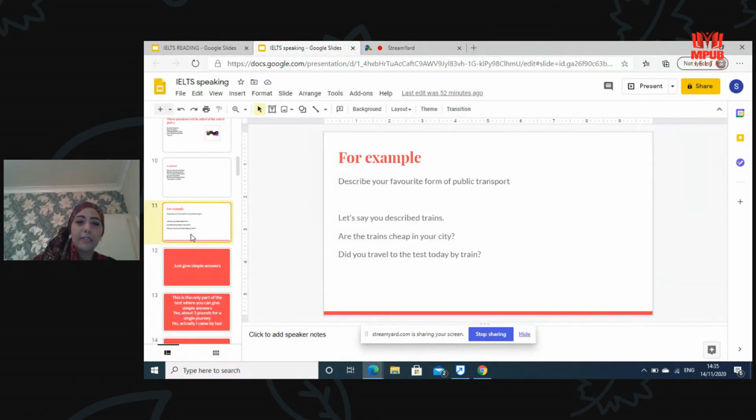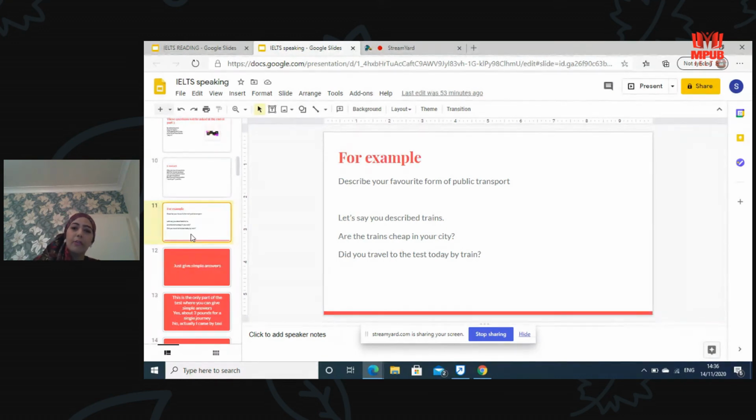Let's look at these questions again and let's try to focus. This one was, the main task was about public transport. You were describing trains, and the 2 rounding off questions that were given were: are the trains cheap in your city? Did you travel to the test today by train?